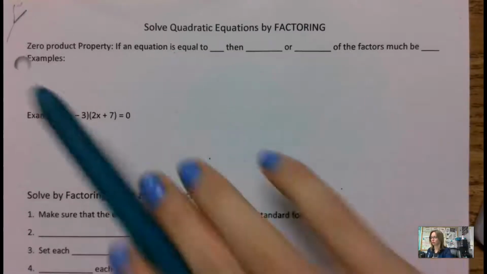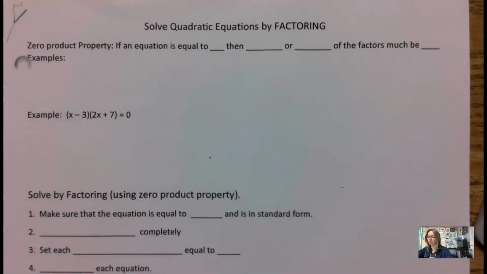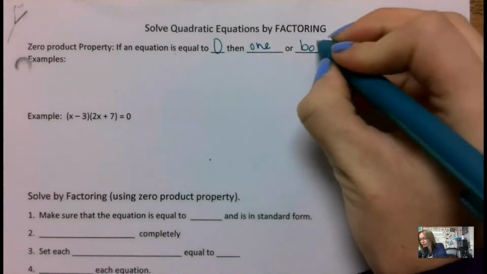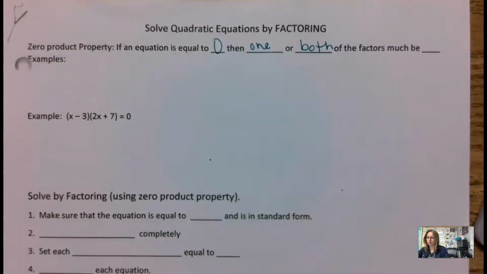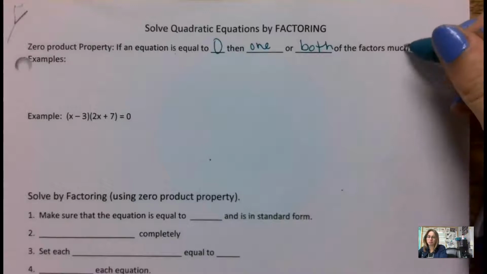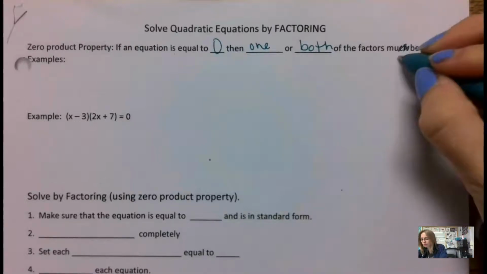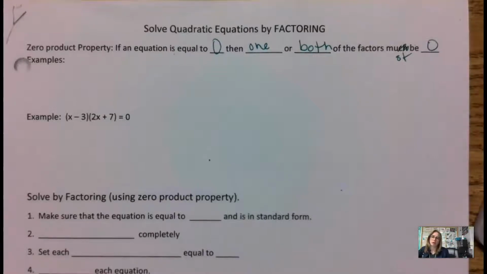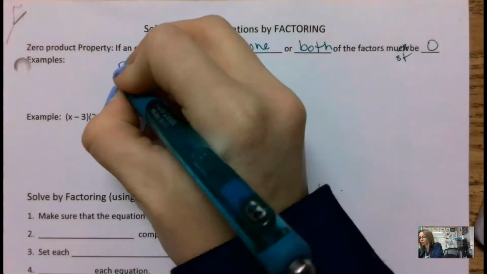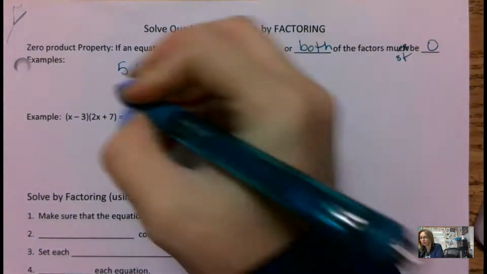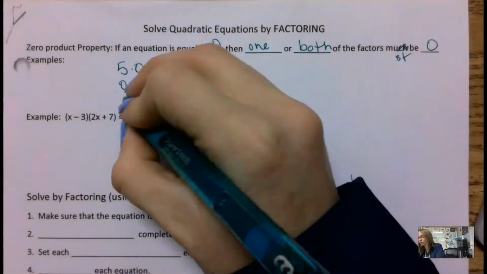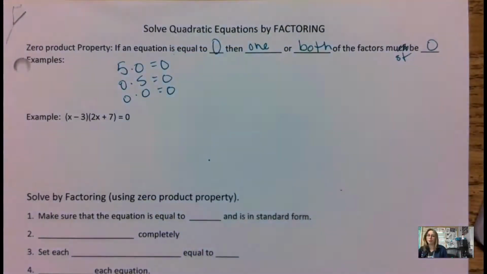First we're going to talk about the zero product property: if an equation is equal to 0, then one or both of the factors must be 0. When we're talking about the zero product property, that means if we took 5 times 0, that's going to be 0. Same as 0 times 5 is 0. And once again, 0 times 0 is 0.